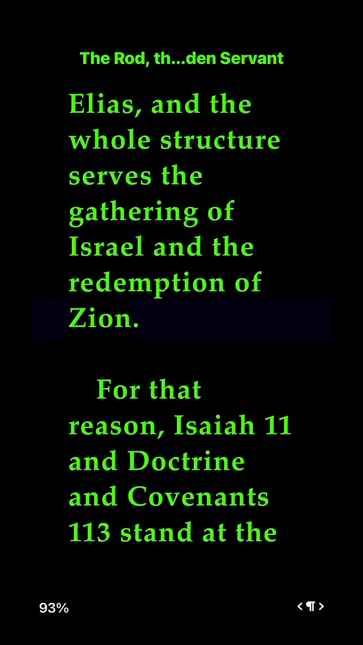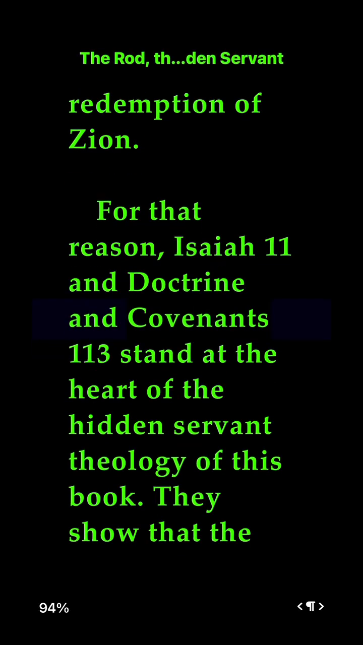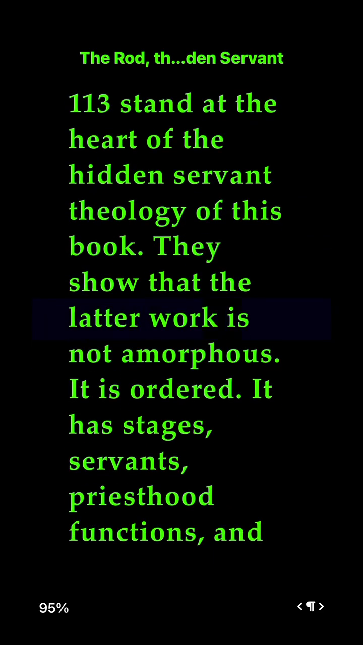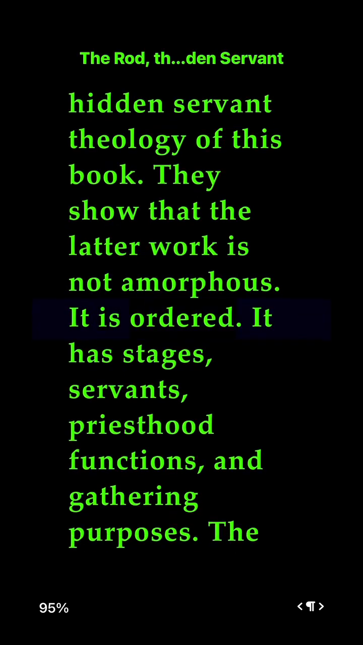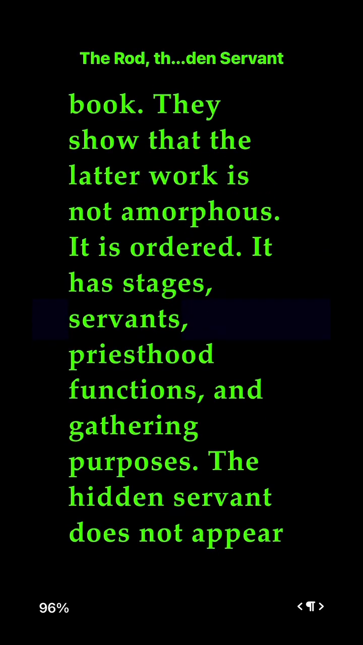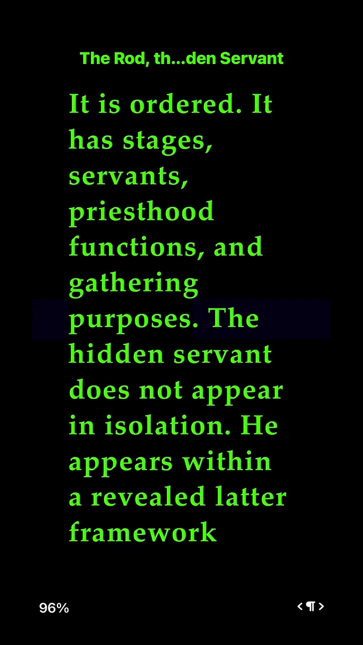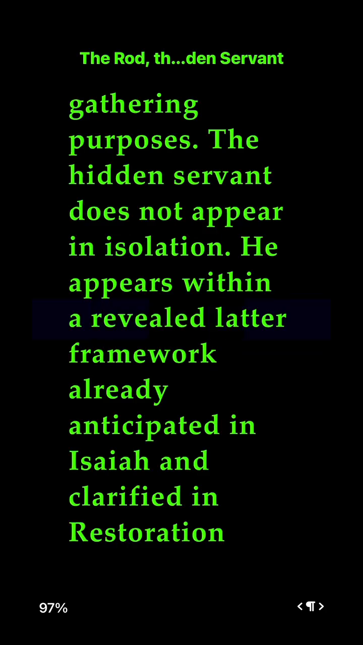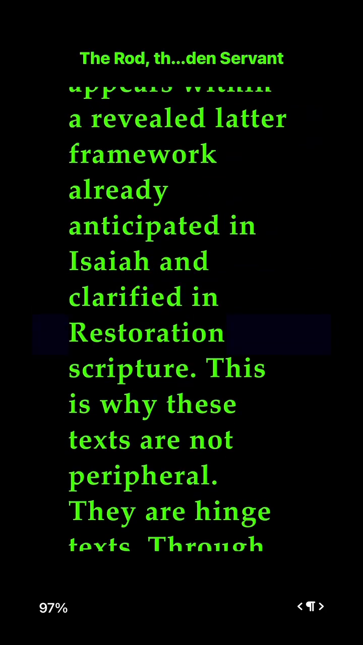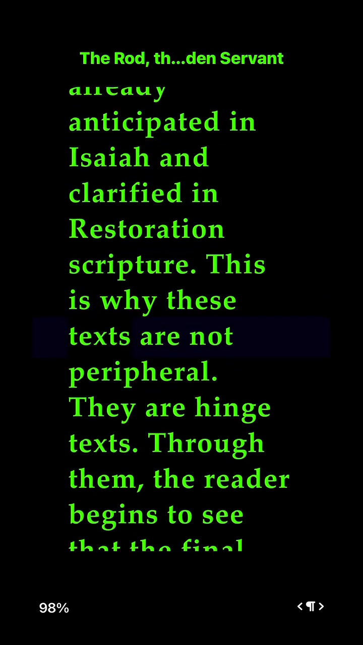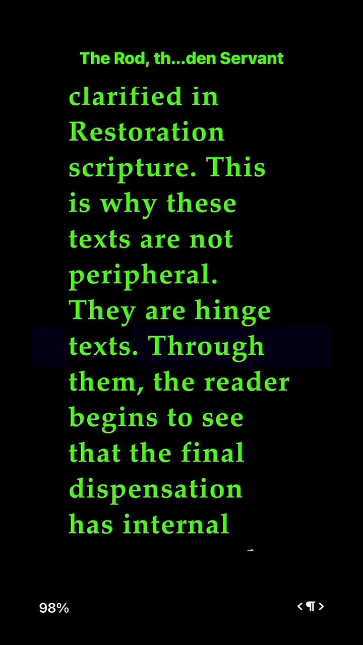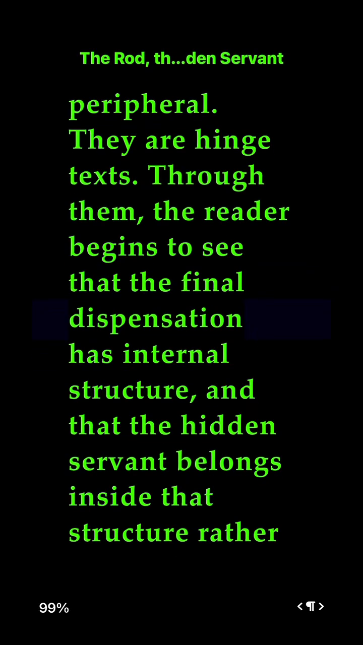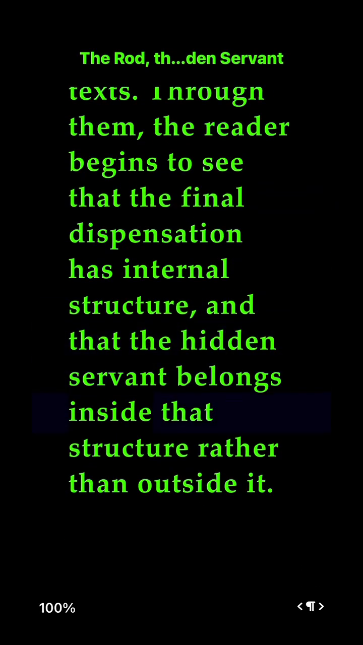For that reason, Isaiah 11 and Doctrine and Covenants 113 stand at the heart of the hidden servant theology of this book. They show that the latter work is not amorphous. It is ordered. It has stages, servants, priesthood functions, and gathering purposes. The hidden servant does not appear in isolation. He appears within a revealed latter framework already anticipated in Isaiah and clarified in Restoration Scripture. This is why these texts are not peripheral. They are hinged texts. Through them, the reader begins to see that the final dispensation has internal structure, and that the hidden servant belongs inside that structure rather than outside it.